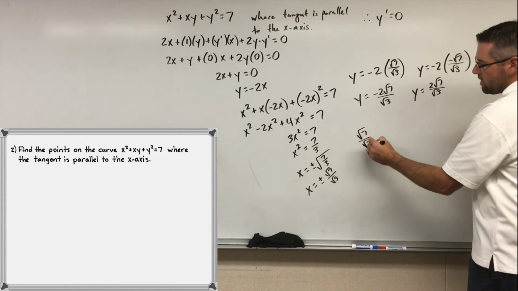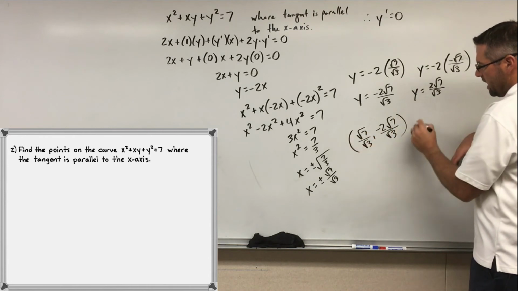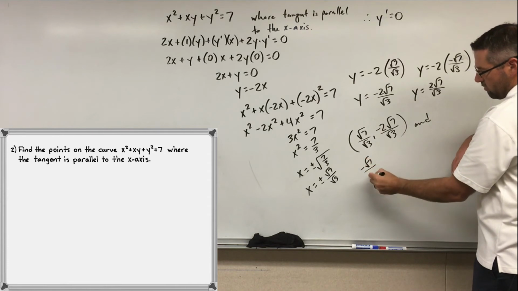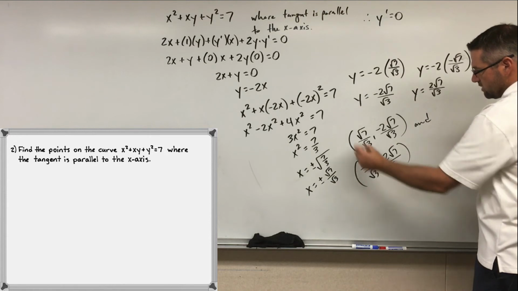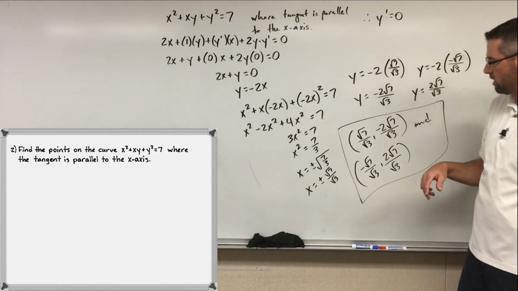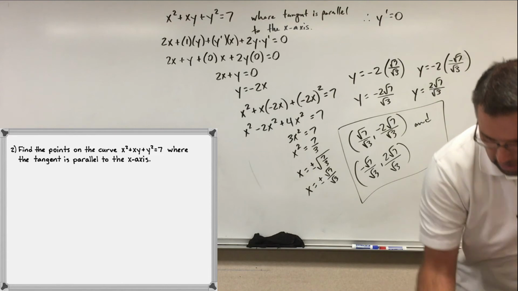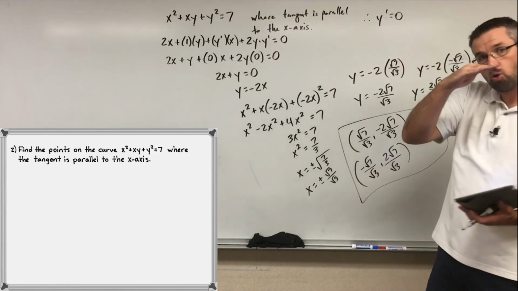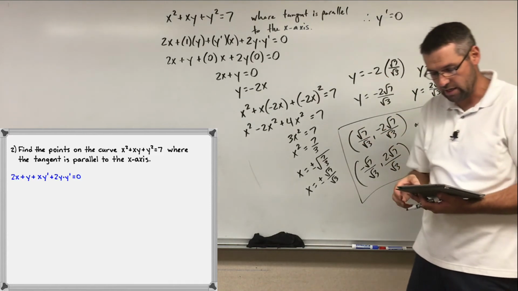rad 7 over rad 3, comma, negative 2 rad 7 over rad 3. And for this one, when we plugged in the negative, negative rad 7 over rad 3, comma, 2 rad 7 over rad 3. And that's our answer. Now we could rationalize the denominators there, so it would be rad 21 over 3, negative 2 rad 21 over 3, and so on, but we don't need to do that. Those are the two coordinates where whatever this graph looks like, has horizontal tangent lines or lines parallel to the x-axis. It's just another way of writing the same thing.